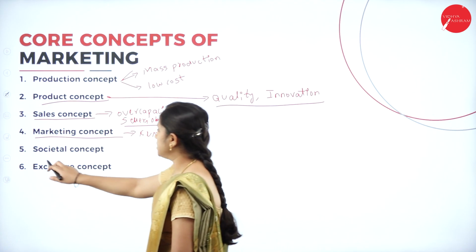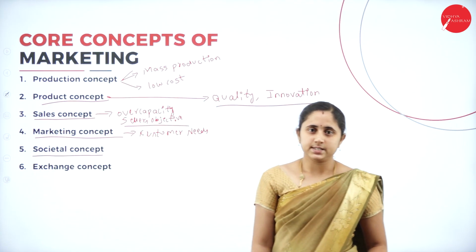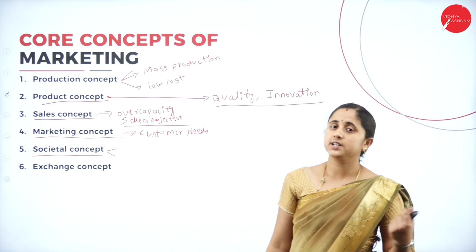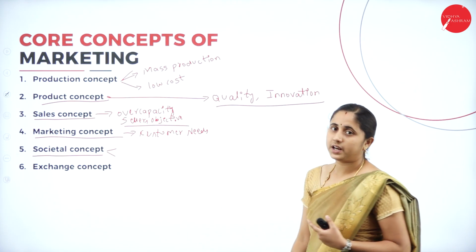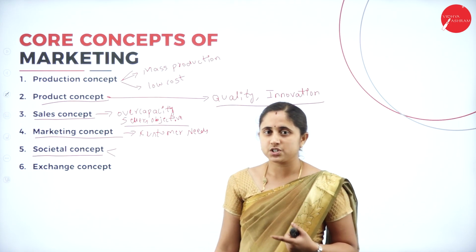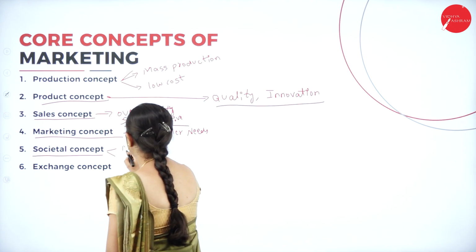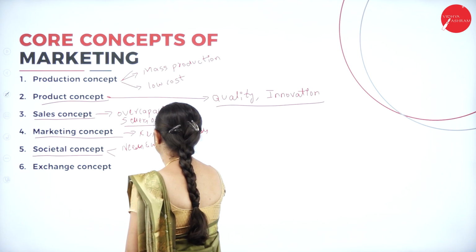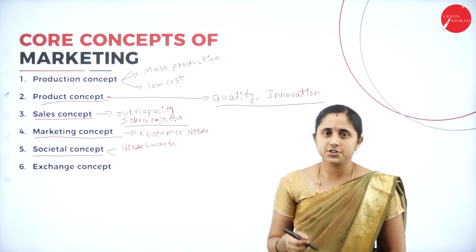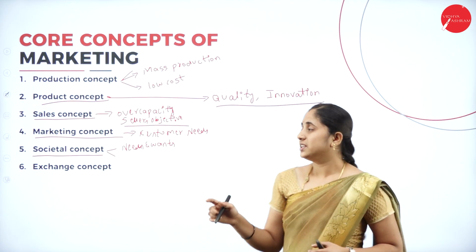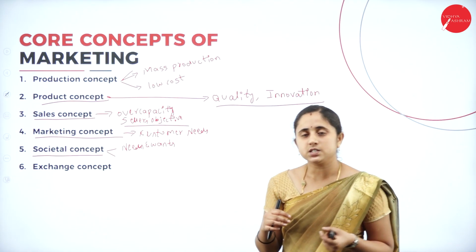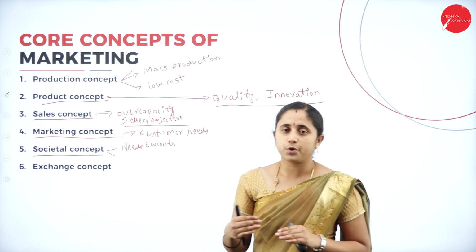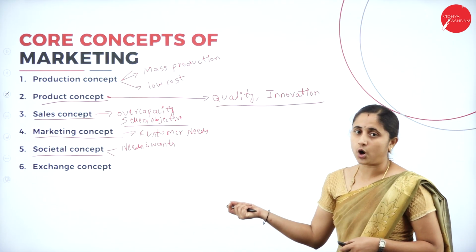Next, societal concept. In this concept also, they give importance to customer satisfaction and customer needs. They produce according to the needs and wants of customers, and their main intention is to satisfy the customers. So they produce the goods in such a way that it satisfies the customers' needs and wants, and they produce more effectively and efficiently than their competitors.